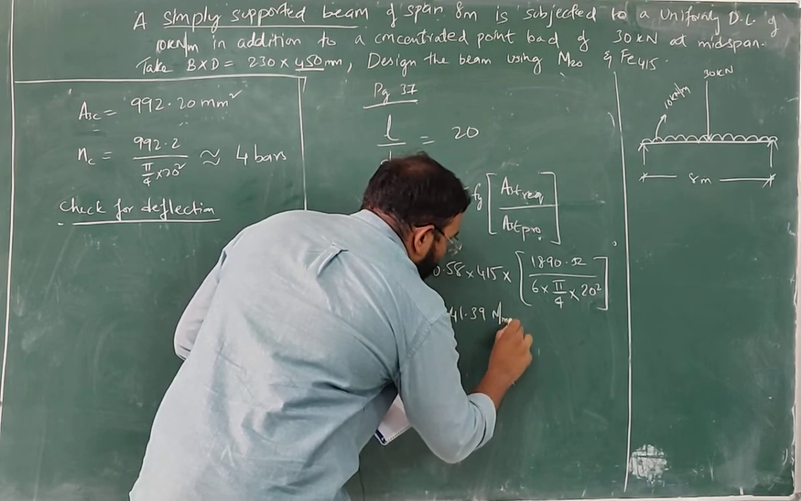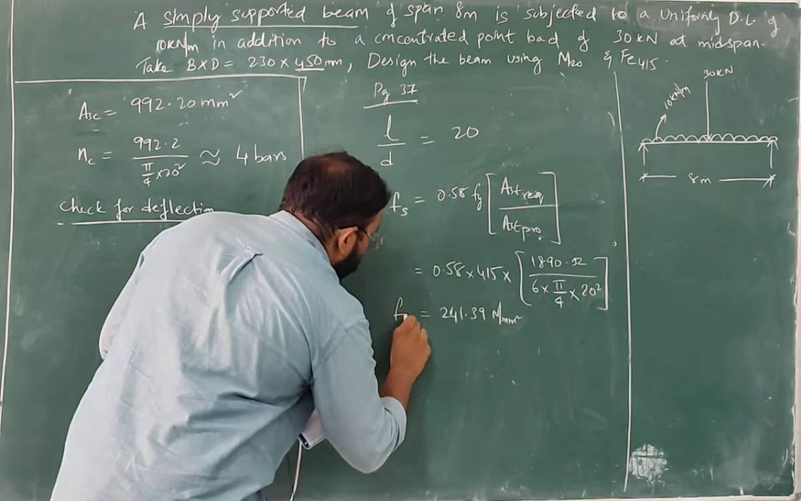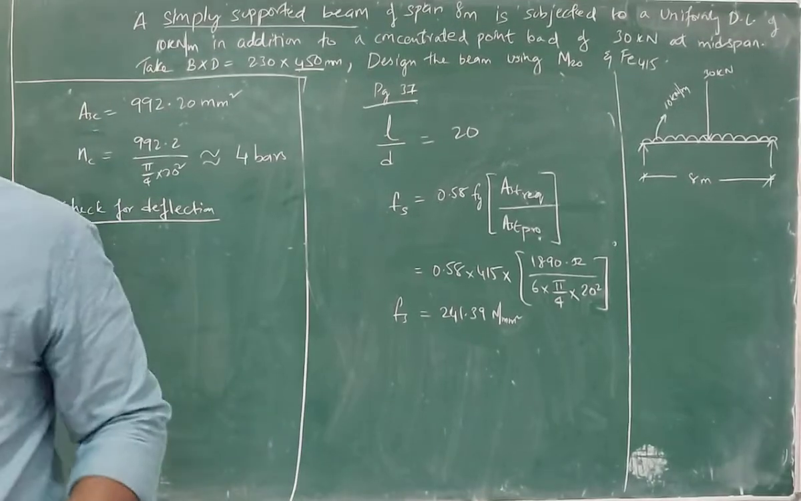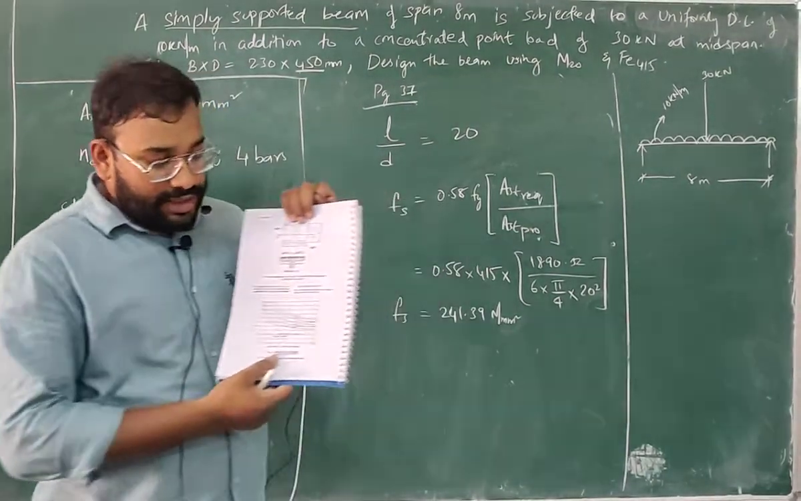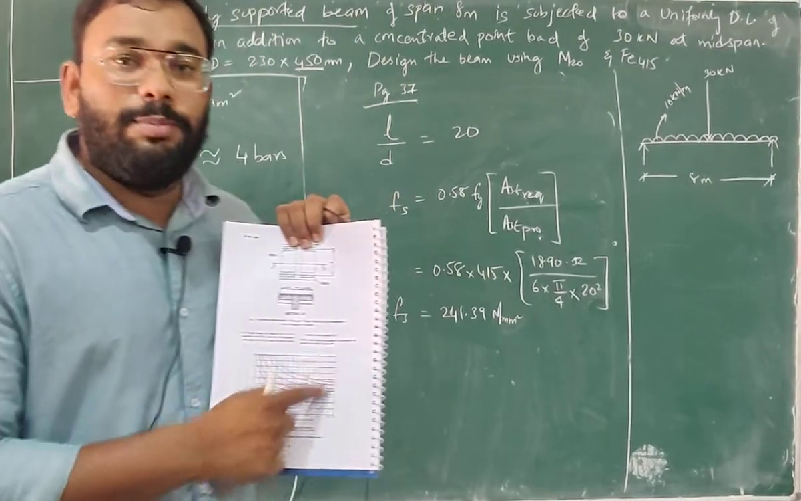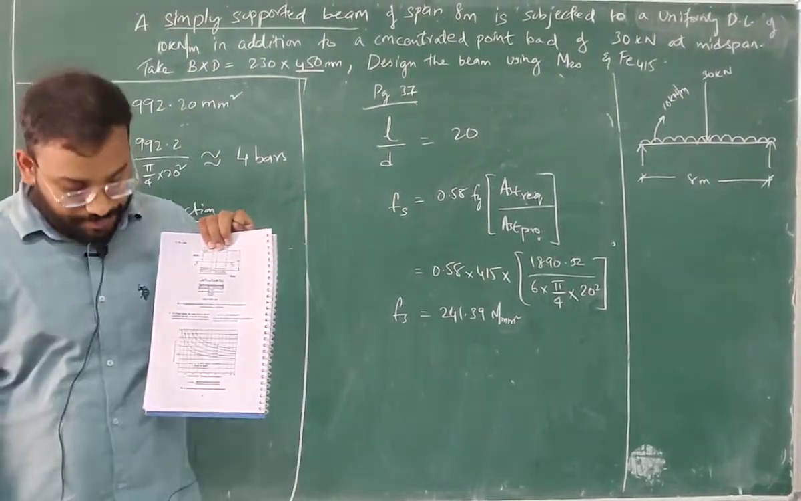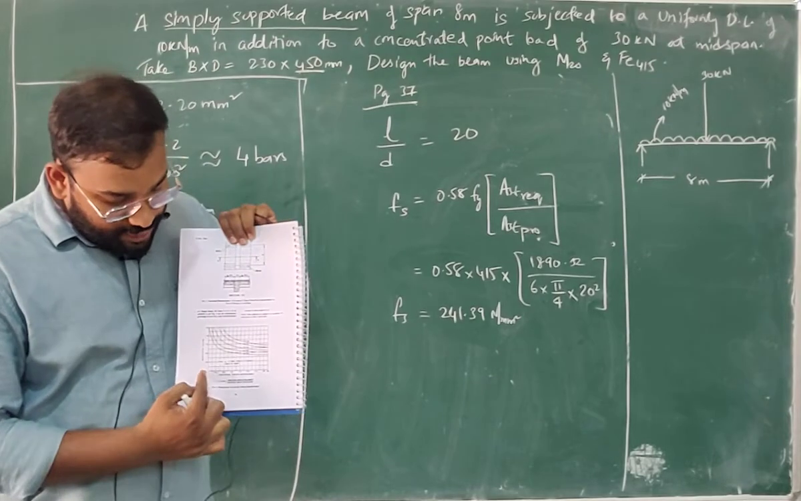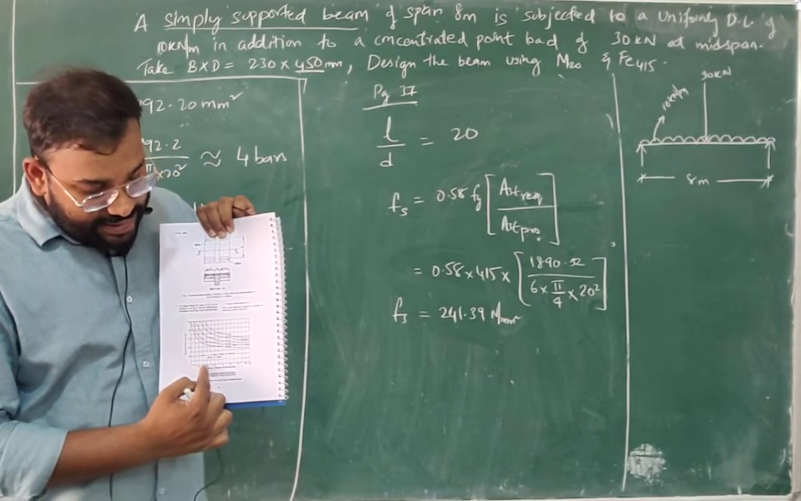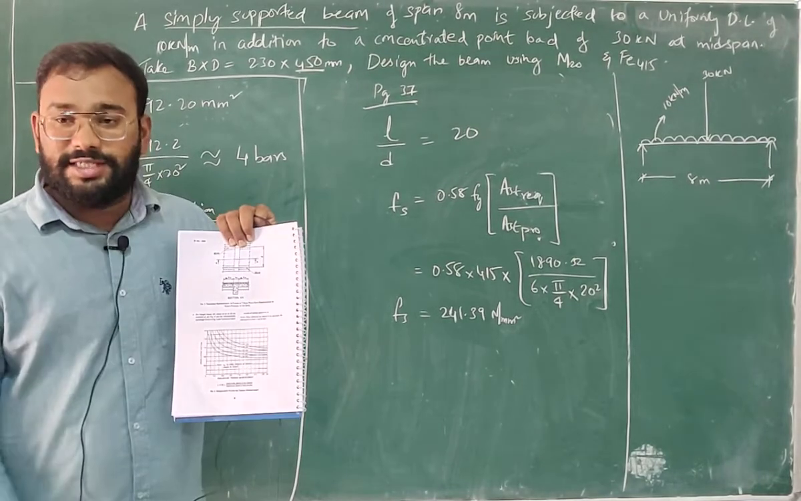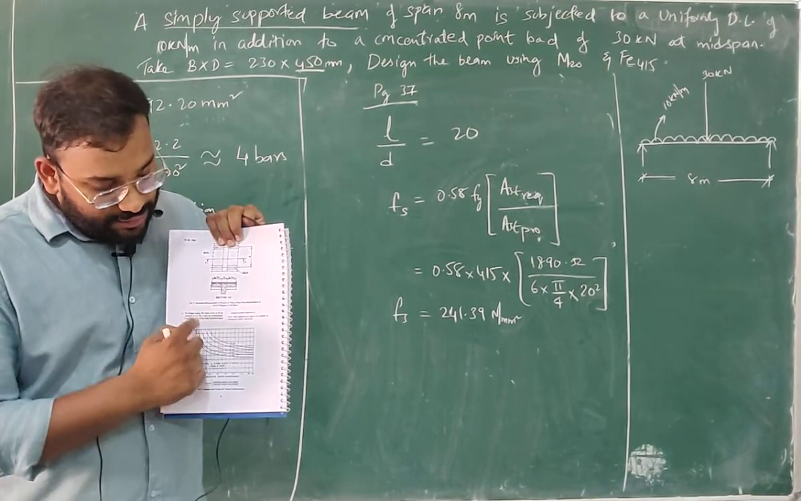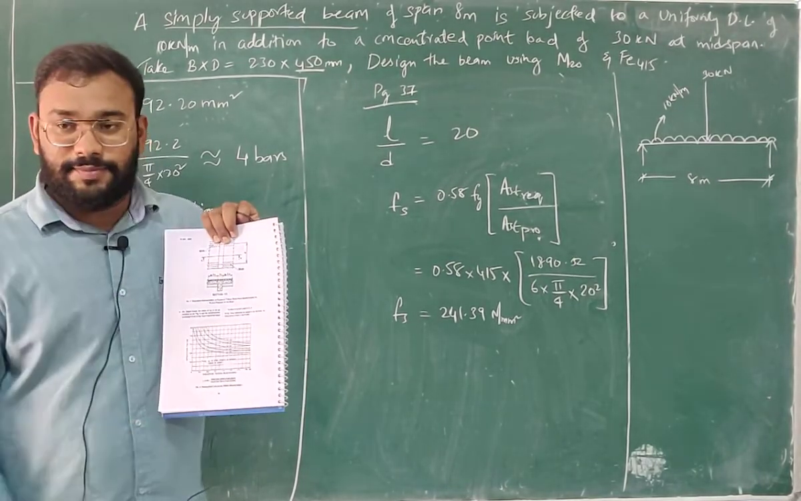241.39 Newton per millimeter square. This is what is Fs. Okay, you got the value of Fs now. Now using this graph, you need to compute the modification factor. If you see this graph, you have percentage tension reinforcement on x-axis, and on y-axis you have modification factor, and all these curves are represented by Fs.